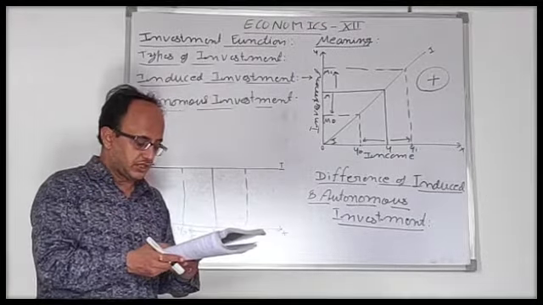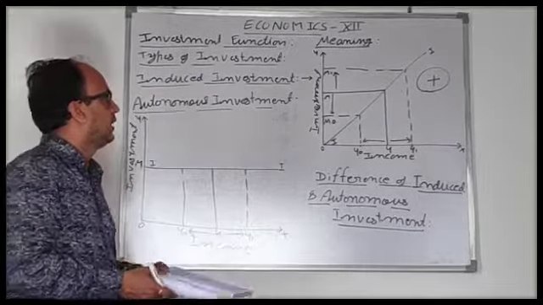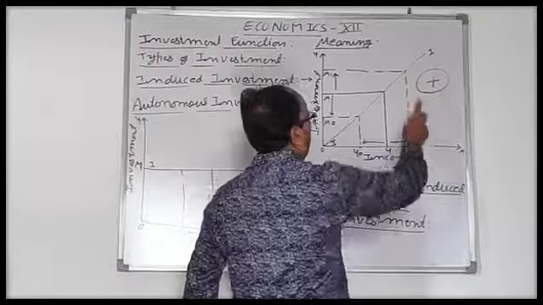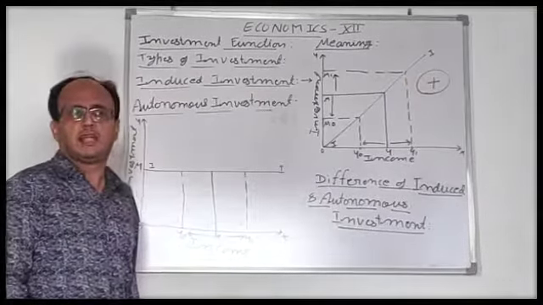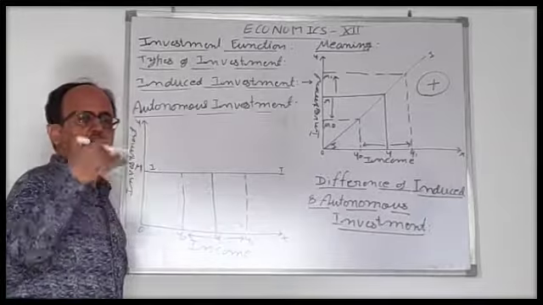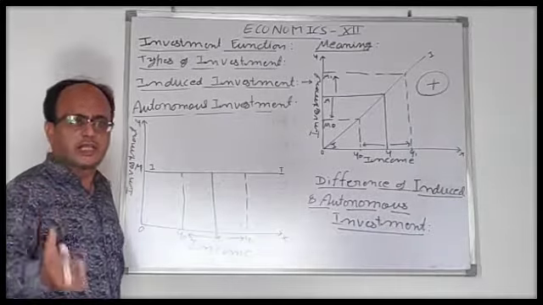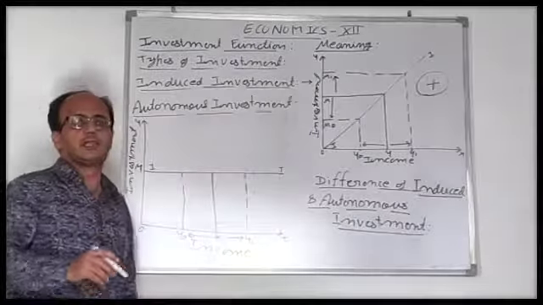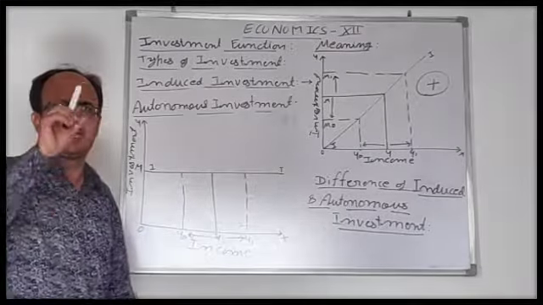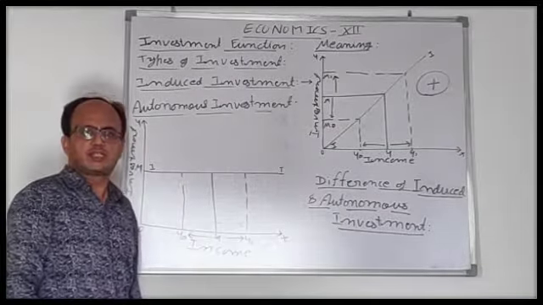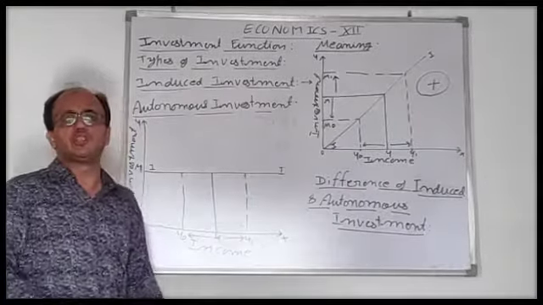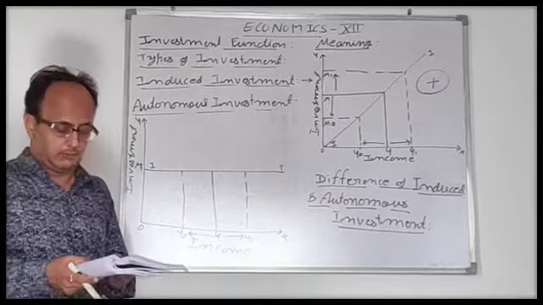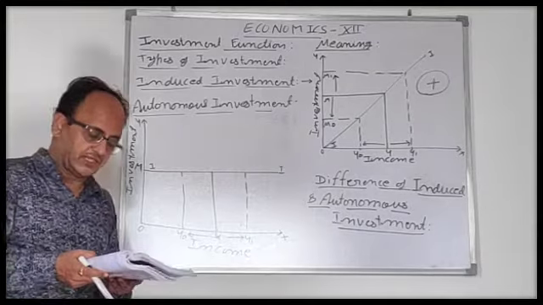Third, investment curve. If we see here, the induced investment curve is an upward sloping line. It shows the positive relation between income and investment. While for autonomous investment, the investment curve is a horizontal line parallel to the x-axis. It shows there is no change in investment with the change in income level in the economy.